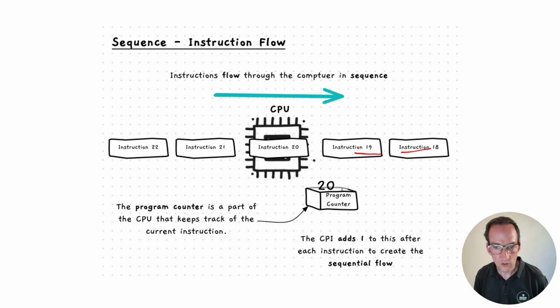The way sequence works is through what we call the program counter. So the program counter is a value. It's like a variable inside the CPU that keeps track of which instruction we're up to. So we're up to instruction 20 at the moment. When instruction 20 finishes, it will add 1 to the program counter, so that will become 21, and we'll be on to the next instruction. So all of those will move sort of that way, one in our visualization, flowing through the computer.